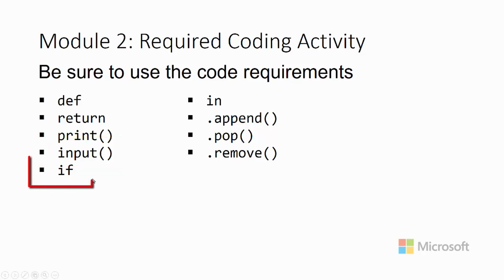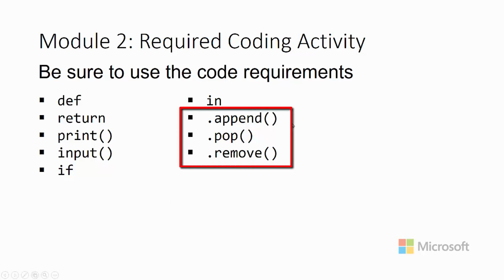And then we will do some logic and use a conditional if statement. We'll use the in keyword to search if an item is actually present in the list. We will append items to the end of the list. We will pop items from the end of the list, and we will remove a specific named item if it already exists in the list.